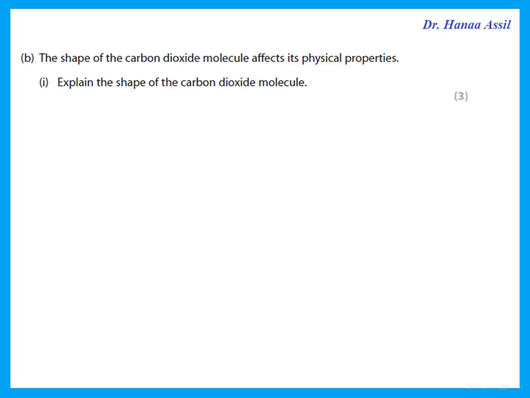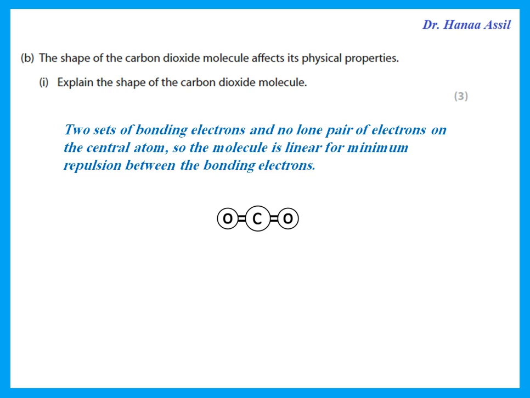The shape of carbon dioxide molecule affects its physical properties. Explain the shape of the carbon dioxide molecule. What is the shape of the carbon dioxide molecule? You should know that it is linear. Now, why is it linear? Because I have 2 sets of bonding electrons and no lone pair of electrons on the central atom. So it is linear in order to have minimum repulsion between the electrons. So remember, this is how we explain why it is linear.